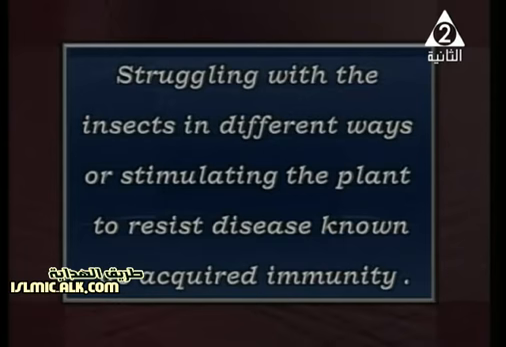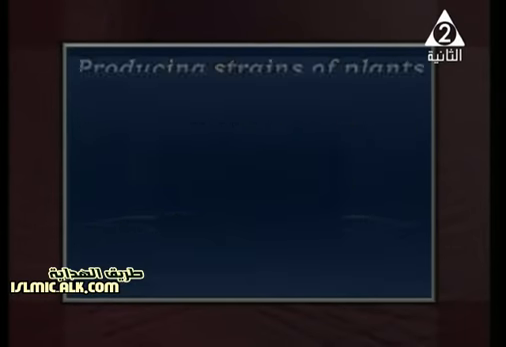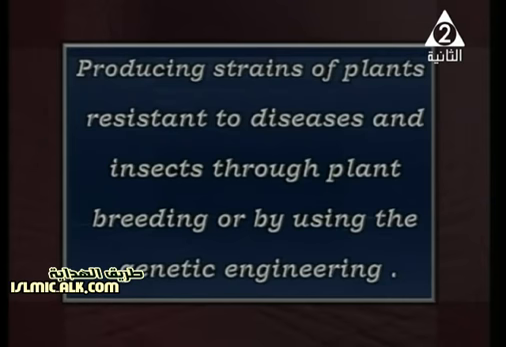I mean, we need to force the plant to secrete something to defend against the pathogen that may destroy the plant, and so on. And also producing strains or species, different types of plants that have the ability to resist diseases and insects through plant breeding or by using genetic engineering.